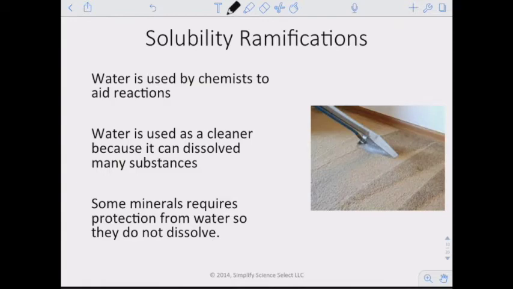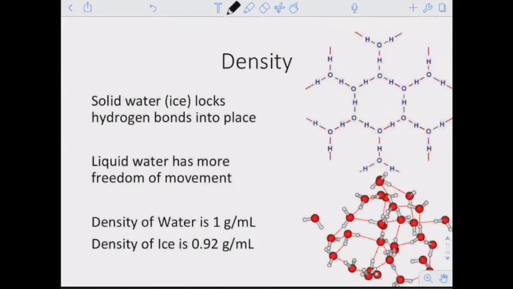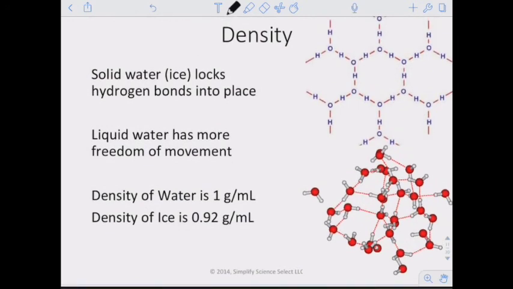So water is a very good solvent. The density. So solid water ice locks hydrogen bonds into place. We can see that right here. It locks them into place, and it causes it to have more volume. It expands. So water expands as it freezes, which makes solid ice float in water.